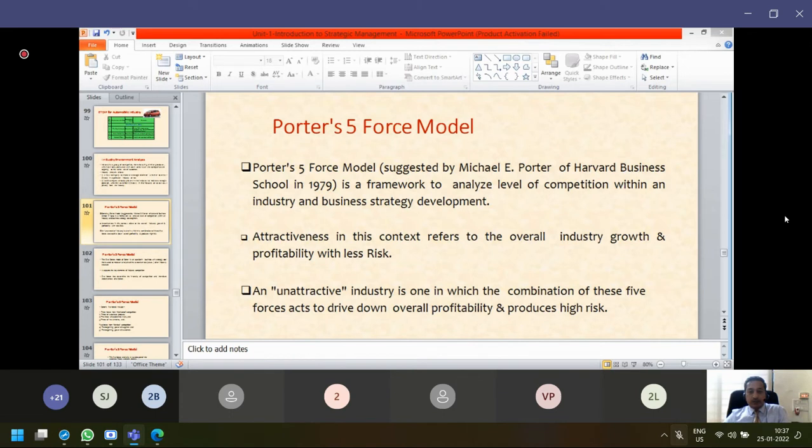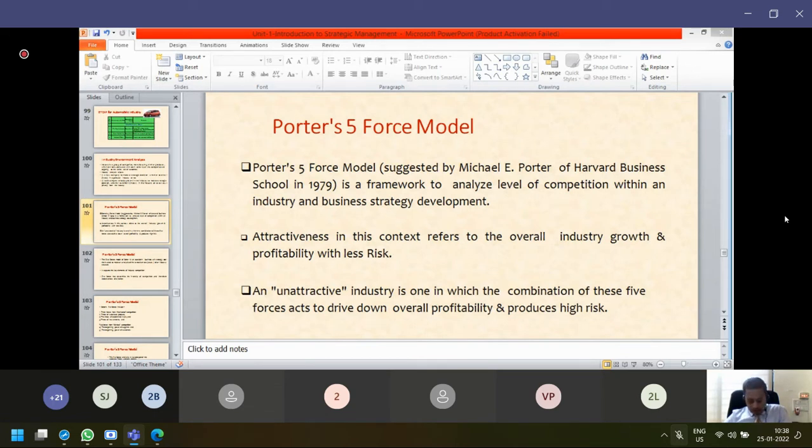Attractiveness in this context refers to the overall industry growth and profitability with less risk. So we may call a particular industry an attractive industry for business. An industry can be called attractive when it is a high growth industry with high profits and less risk. If so, we can say that it is a very attractive industry for business.